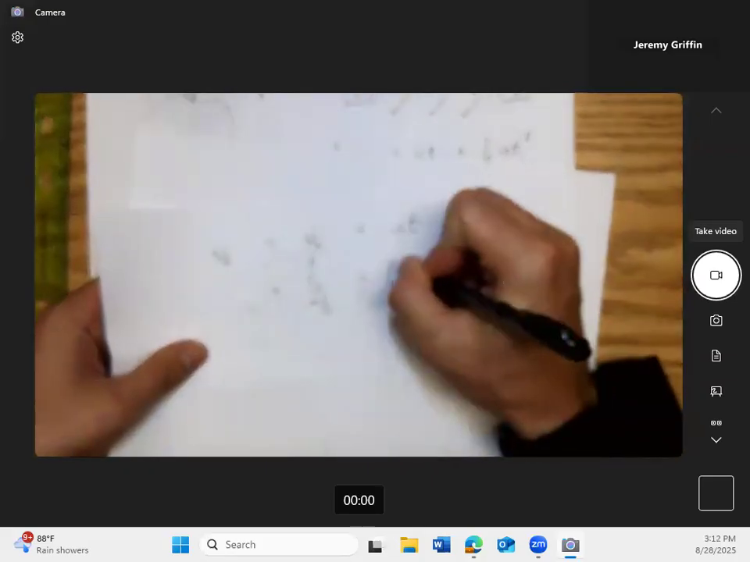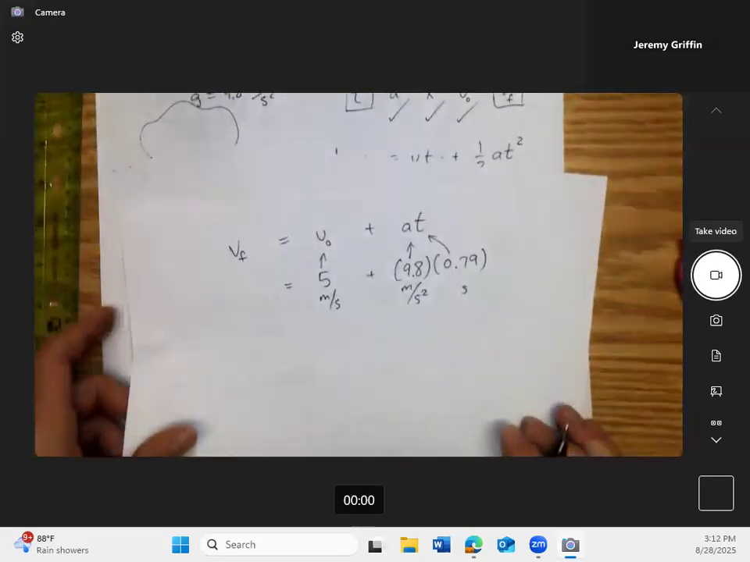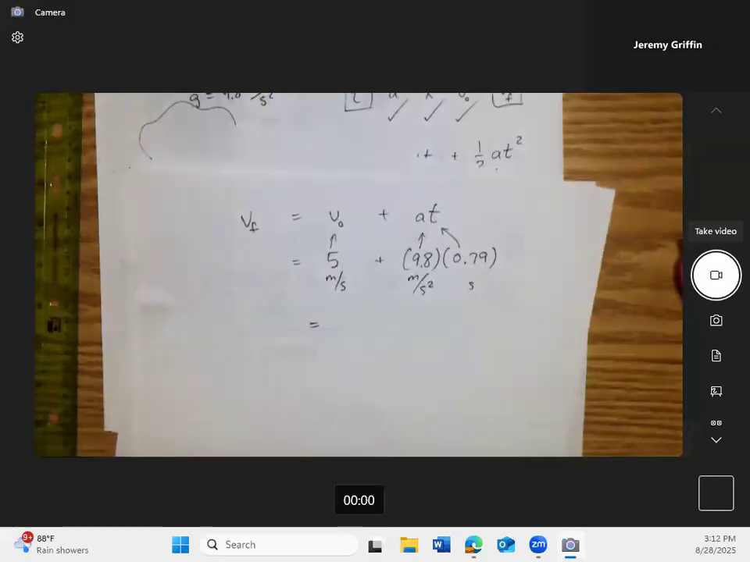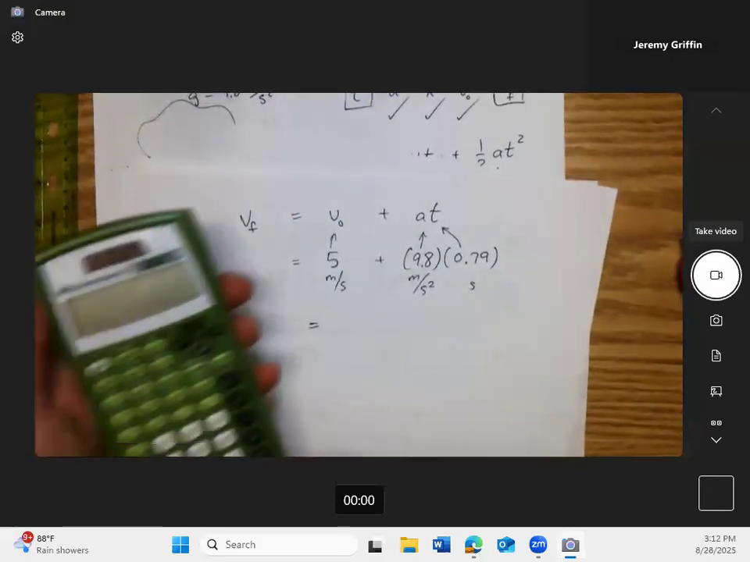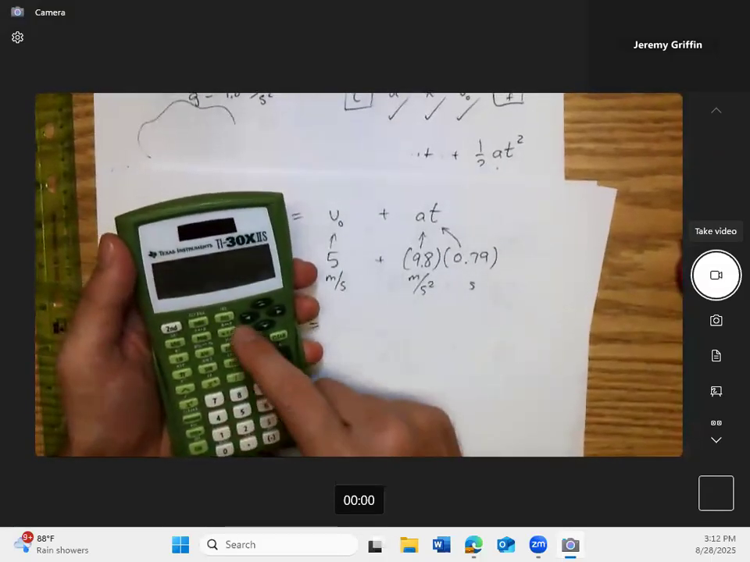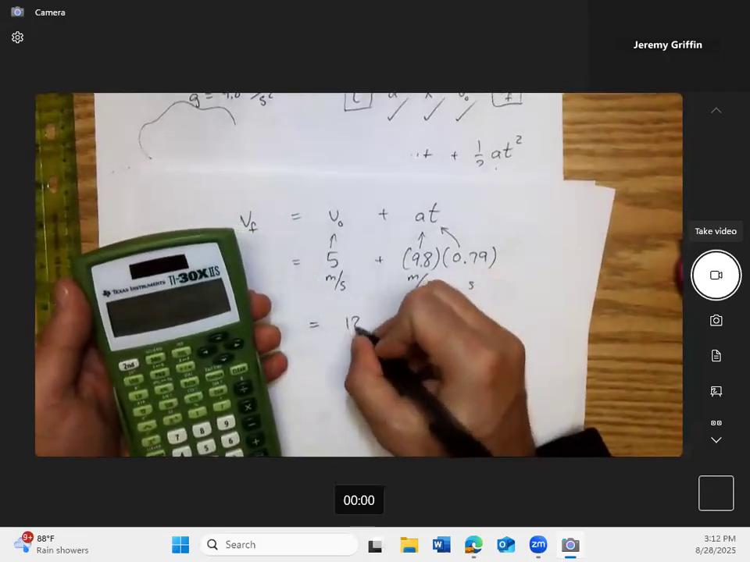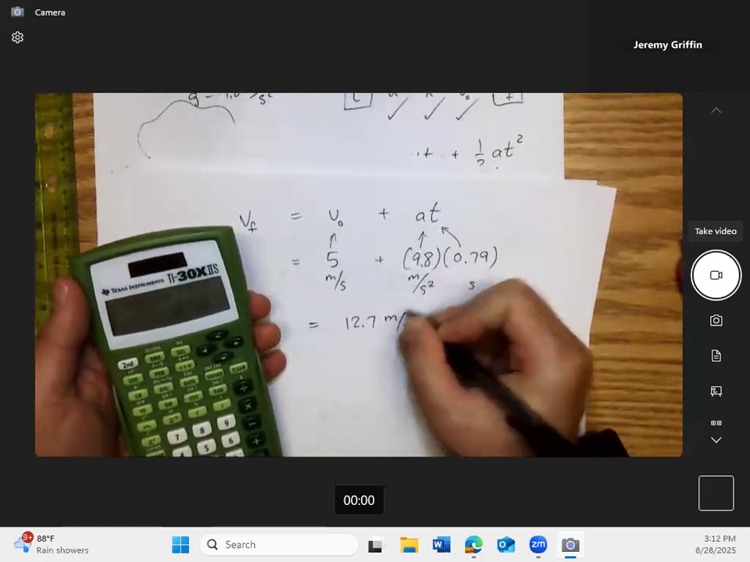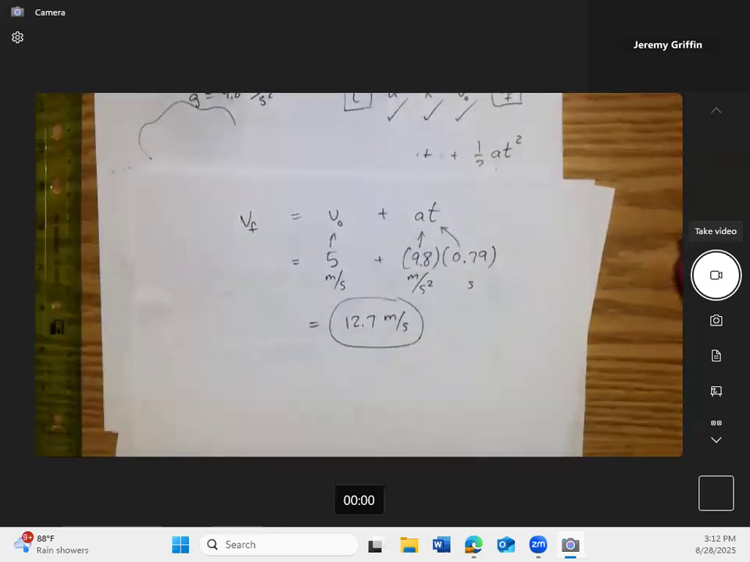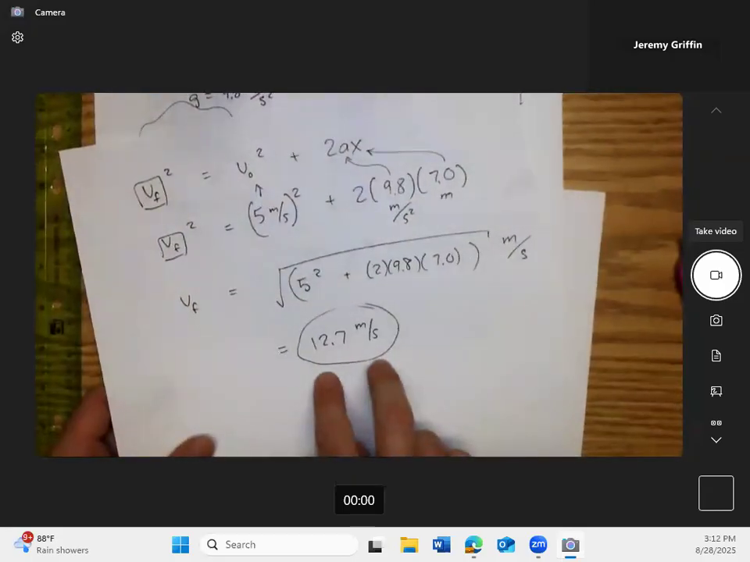So what is this? What's 5 plus 9.8 times 0.79? Okay. I'm getting 12.7 meters per... Oh! 12.7 meters per second. That's what we got using that other kinematic formula. We got the same thing. That's it. Works out the same.